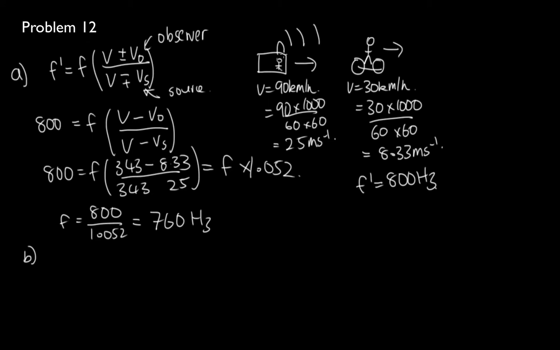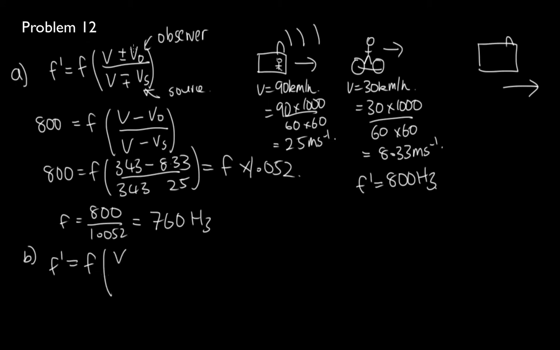Part B says once the ambulance has overtaken you, so now it's in front of you. Here's the ambulance over here, still got the same velocity. We're told to assume that we all keep moving at the same speed. What frequency do you hear now? So in this case, we'll have f dash. We're trying to work out the frequency you hear, which is equal to the frequency at the source.